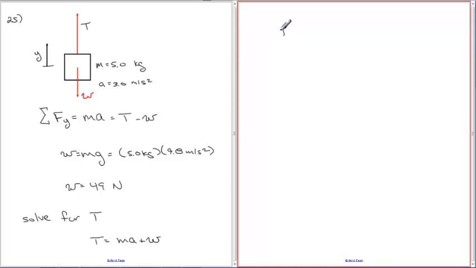Okay, so let's just plug in the numbers here. Tension is equal to mass, which is 5 kilograms, times the acceleration, which is 3.0 meters per second squared, plus the weight, which is 49 newtons. Kilogram meters per second squared is a newton, so we get 15 newtons, and we probably only have 2 significant figures here, plus 49 newtons, and that's equal to 64 newtons. So that's the tension in the rope, which is also the force exerted by the rope on the bucket.